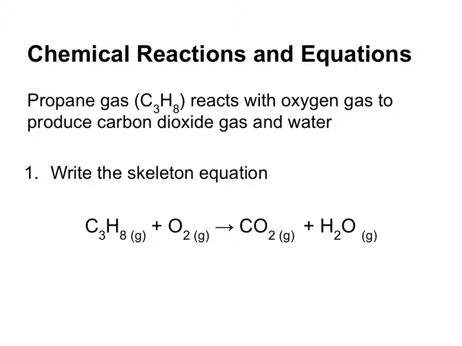So this first step, again, you might not have to do this and probably won't have to do this a lot of the time because you'll be given this skeleton equation to start with. But if you're given the sentence or you're given the word equation, the first step is to put it into a skeleton equation. Put all the formulas into this format. C3H8, propane, reacts with O2, oxygen, and produces carbon dioxide, CO2, plus H2O, water.